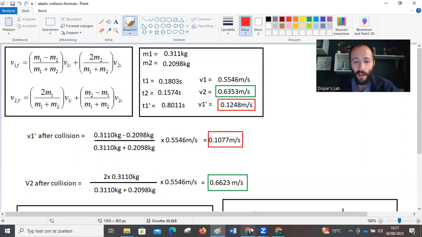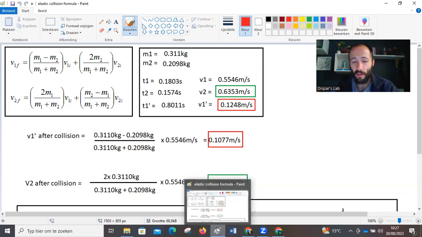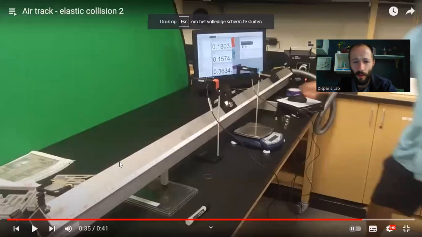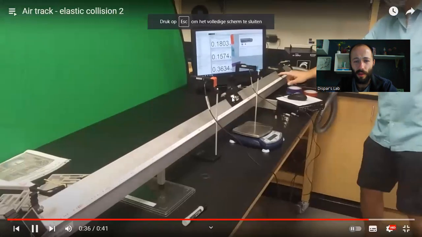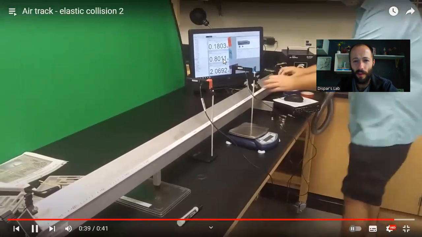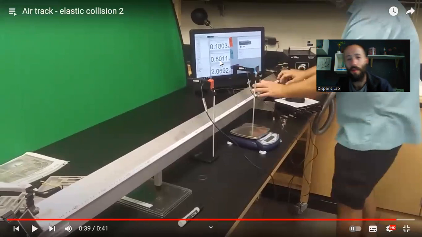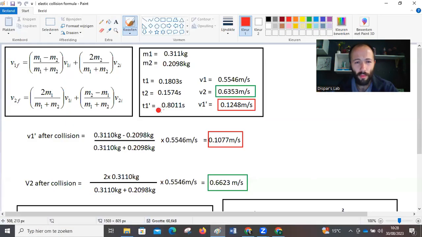Since card 1 is heavier than card 2, card 1 will keep going in the same direction. It will go through the second photo gate as well, pretty slowly. So here you can see the timing of card 1 going through photo gate 2: T1 prime is 0.8011 seconds. Okay, so now we have the timings, we have all our data.